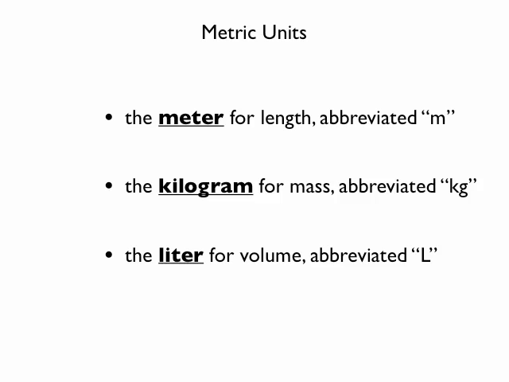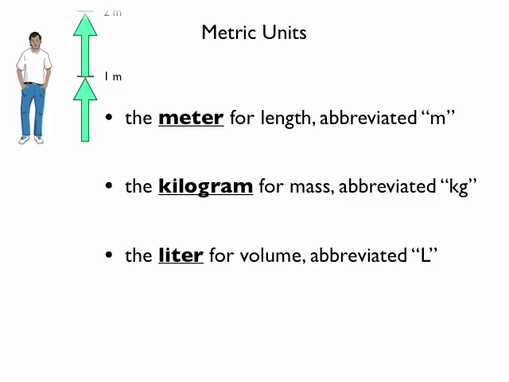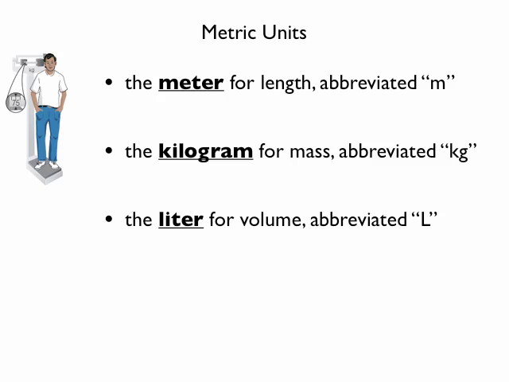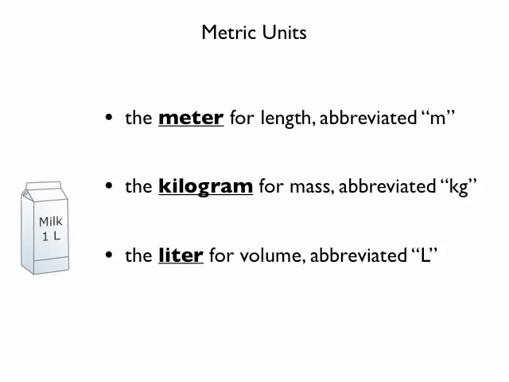For example, a meter is just a little more than a yard, or 3 feet, so a typical person is between 1 and 2 meters tall. A kilogram is a little more than 2 pounds, so an average adult weighs about 75 kilograms. And a liter is slightly more than a quart.